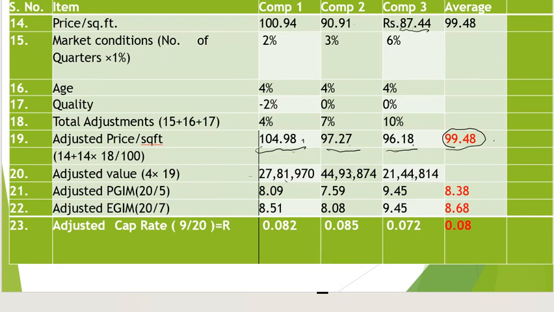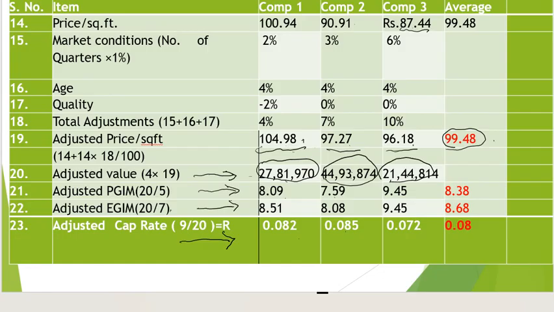And then potential gross income is known to you, effective gross income is known to you, and from there you can calculate the adjusted potential gross income multiplier from the adjusted value, and the adjusted effective gross income multiplier. And similarly you can calculate the adjusted capitalization rate, because from this value and other data it is already known to you. So all these three things are known to you.